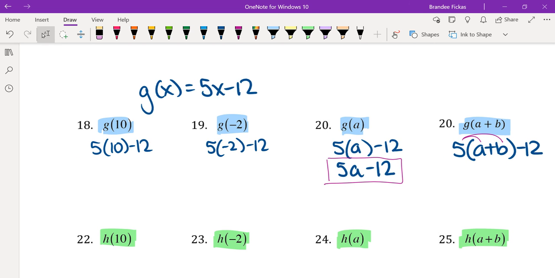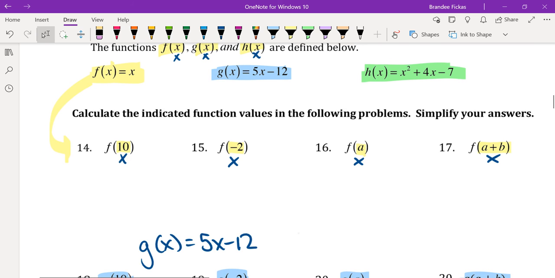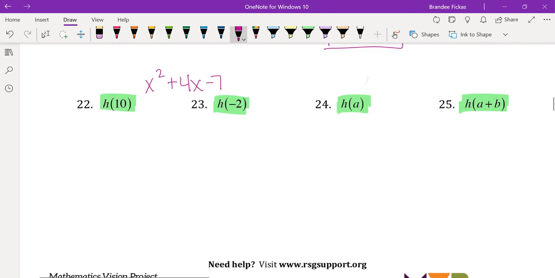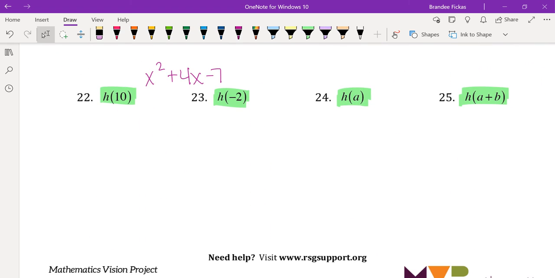Now when you get to h, I'm going to do a little bit more for h. H's equation is x squared plus 4x minus 7. Let me make sure I wrote that right. Yes. Okay. Now here we have 2 x's. So we're going to have to make sure we plug in twice. So 10 will go in for both x's. Negative 2 will go in for both x's. A will go in for both x's. A plus b will go in for both x's.